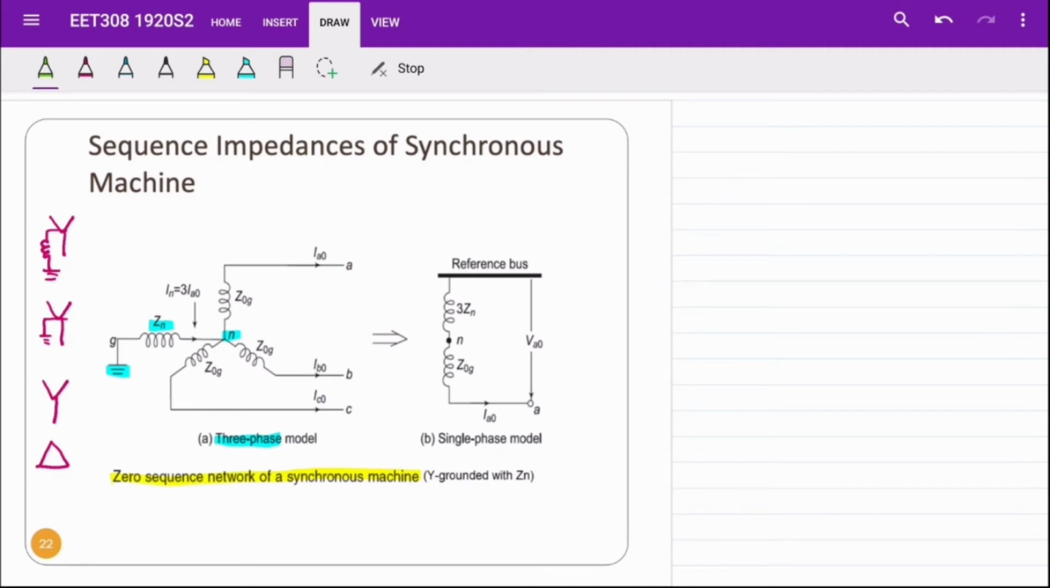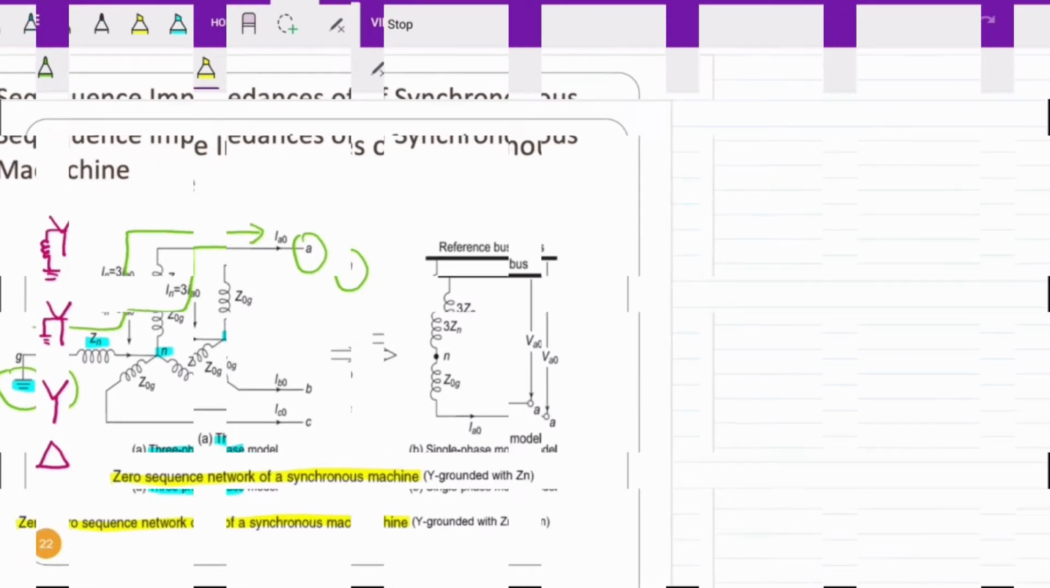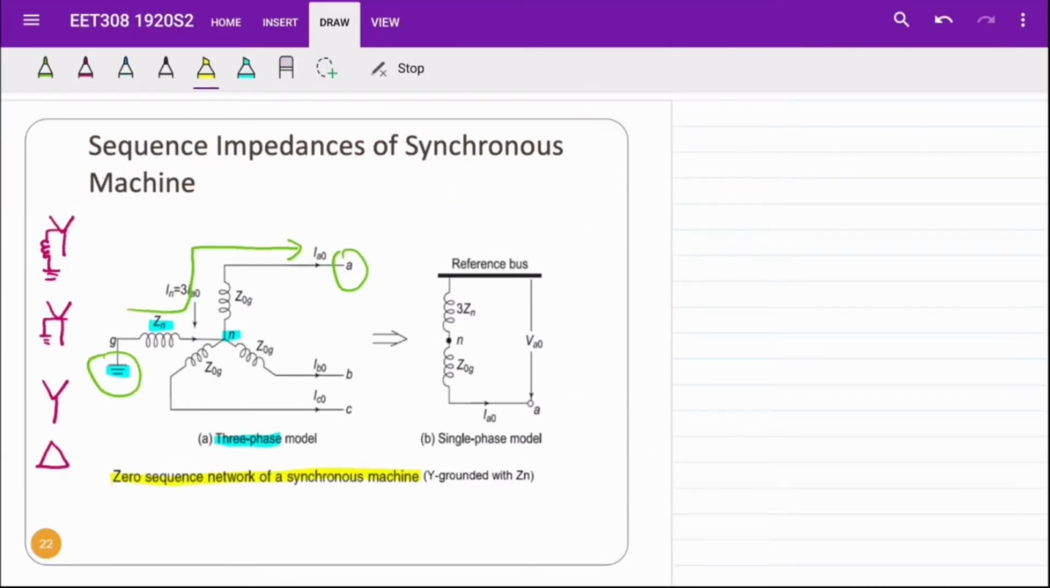To draw the single-phase diagram, we only consider phase A. So we can draw the circuit between ground and point A, where the ground we mark as a reference bus. Therefore, the current will flow from the ground to node A. Thus, in the single-phase model of the zero-sequence network, it only has impedance Zn and zero-sequence impedance Z0 that are connected to the reference bus.